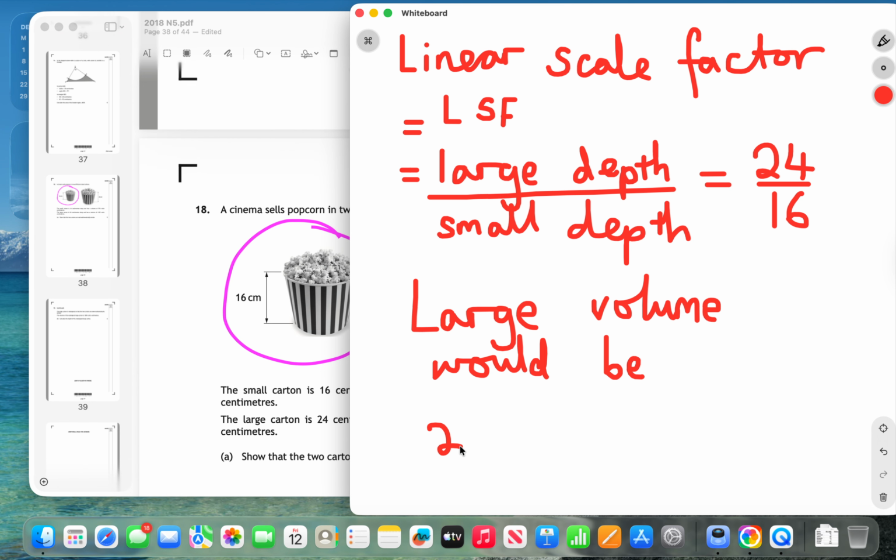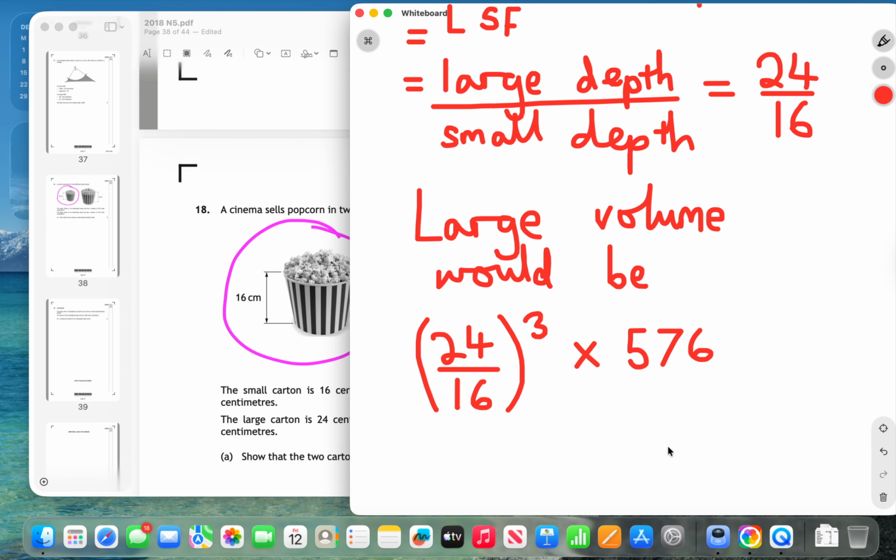That'd be 24 divided by 16, and because it's volume, you have to cube the linear scale factor, so that becomes cubed, and you multiply this by the small volume of 576. So you then want to plug this into a calculator. You have access to a scientific calculator in this exam, so you want to plug all of that in and make sure to keep a few decimal places.